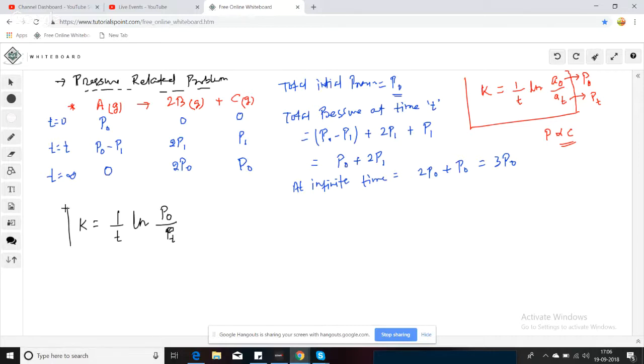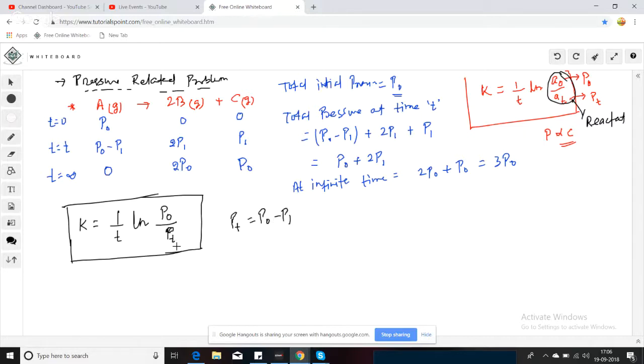And if you see, this P naught and Pt are the pressure of reactant, because the term A naught by At is the concentration of reactant only. So this is the initial pressure of reactant, and this is the pressure of reactant, not total pressure. Pt is not the total pressure. Keep this in mind. It is the pressure of reactant at time t, and that is Pt equals P naught minus P1 at time t. This is what you have to substitute over here. Did you get this, all of you?